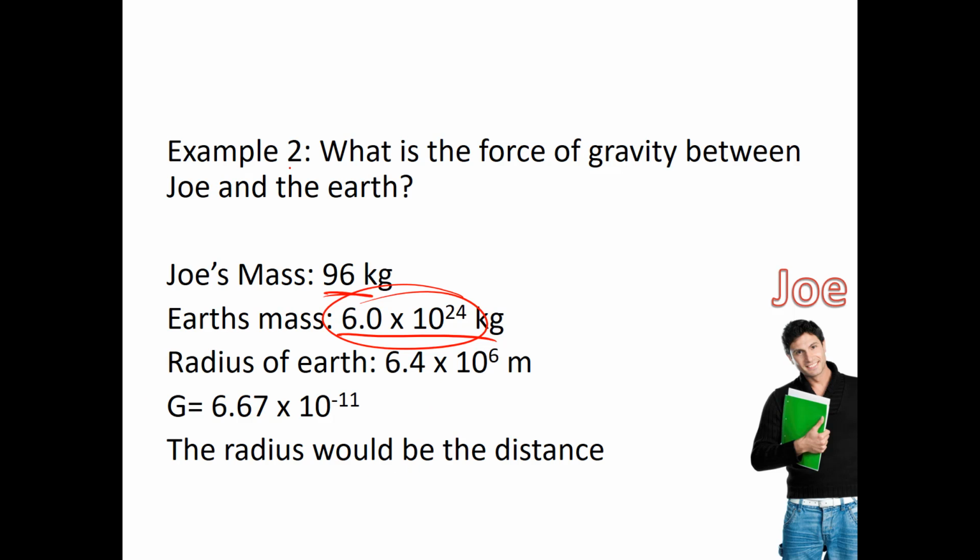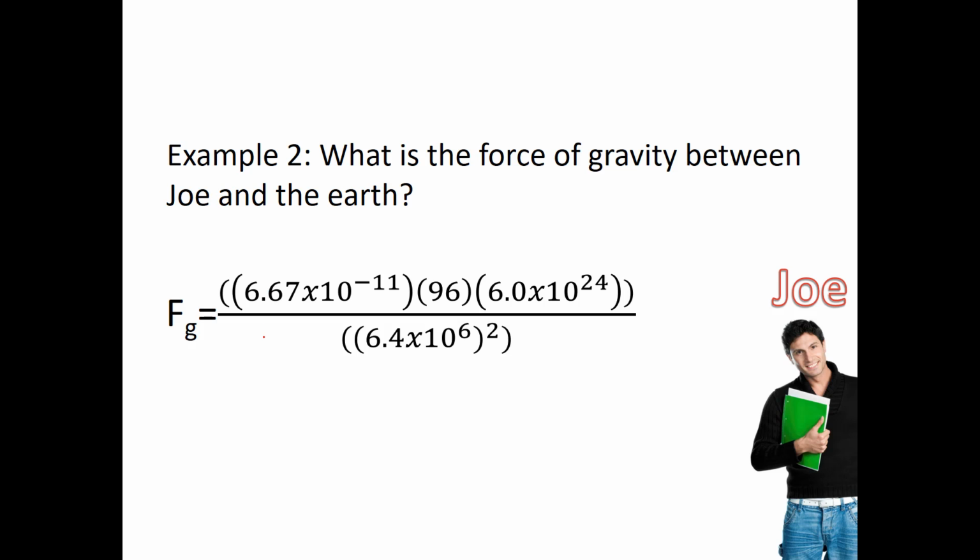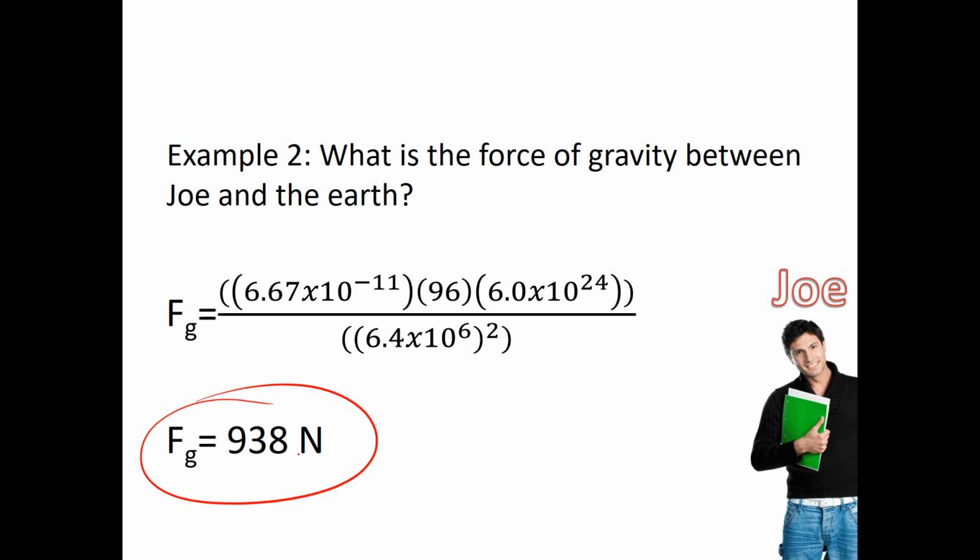So let's go ahead and answer this question. What's the force of gravity between Joe and the Earth? We go ahead and plug it in. Pause it. Once again, if you didn't pause it, try to type in the number, see what you get. And the answer should be this: Fg equals 938 newtons. This would just be solving for Joe's weight, 96 kilogram Joe on this Earth, it's that size.